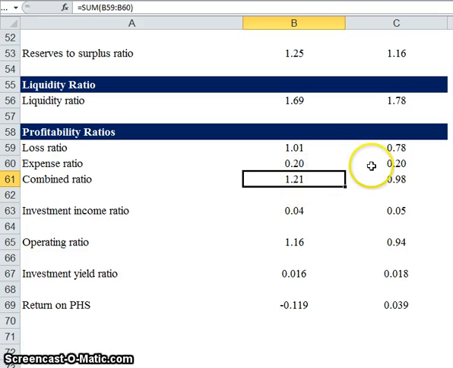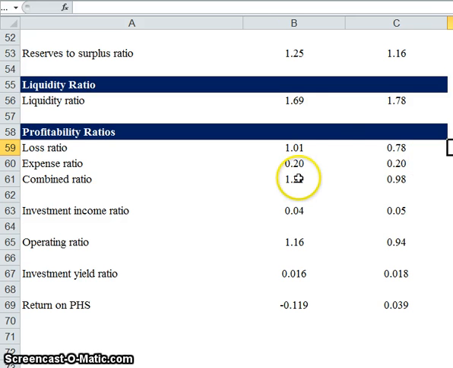How does that compare to the previous year? A 0.98. So they did make a small profit last year, but no profit this year from their underwriting operations. The expense ratio didn't change year over year, but the loss ratio sure did. In fact, it's almost 30% higher in the current year than in the prior year.